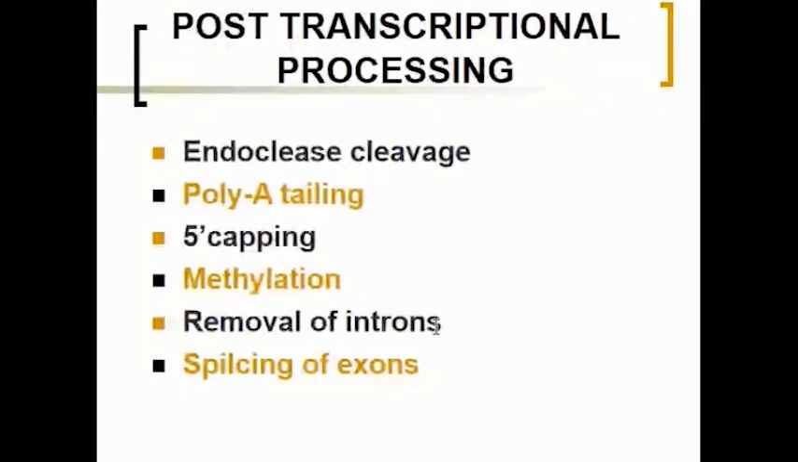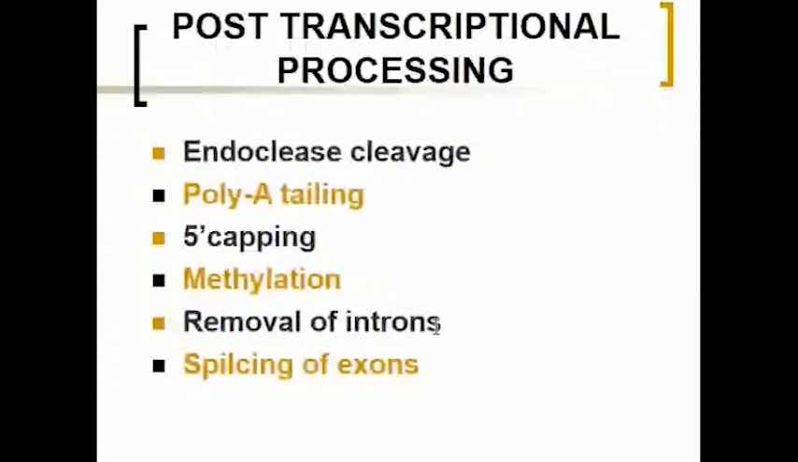So what it does, it cleaves off certain regions of the RNA, which is mRNA or rRNA or tRNA. Okay, then 5' capping and poly-A tailing. What is 5' capping? In the 5' region of the mRNA that is formed, a GTP molecule is added. When this GTP molecule binds to the 5' region, what happens? It prevents the degradation of the mRNA. It gives stability to the RNA.